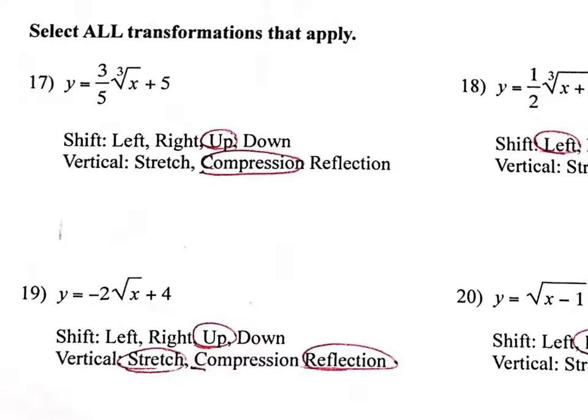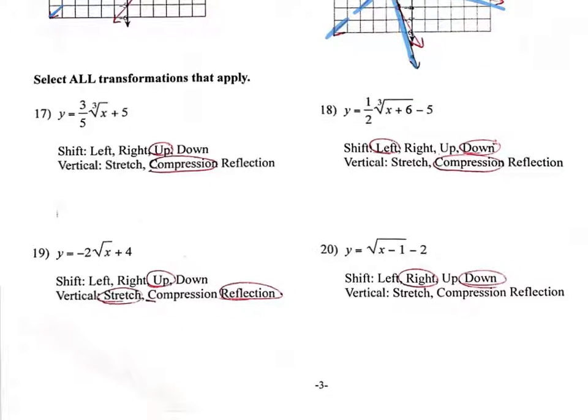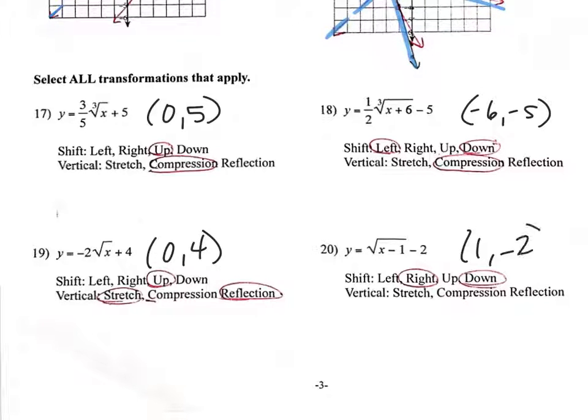Okay, on the bottom here, we're just talking about transformations. I don't really have work shown, but the biggest thing that you just need to remember is to name the vertex. The first one is like 0, 5, negative 6, negative 5, 0, 4, 1, negative 2. The first number is going to tell you whether you're going left or right. The second number will tell you if you're going up or down. And then this stretch, compression, and reflection. Stretch is going to be if you have whole numbers or numbers bigger than 1. Compression is going to be fractions. And then reflection is going to be negative numbers.